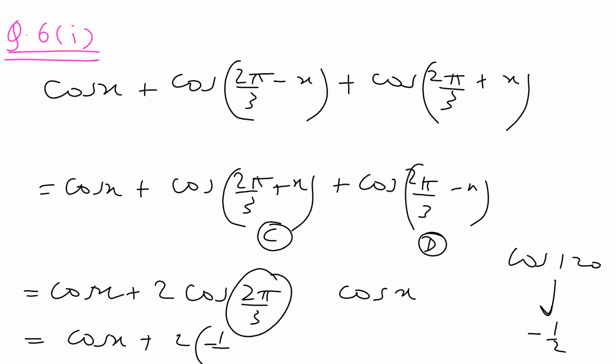You can do this on your own because you know how to calculate. 2 and 2 is getting cancelled. Cos x minus cos x is 0. Okay, let's go to the next problem. That is question number 6, sub question 2.